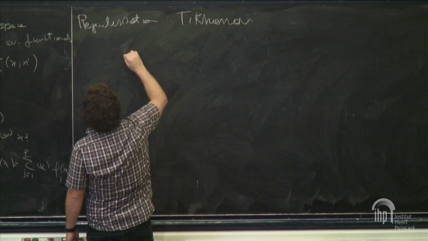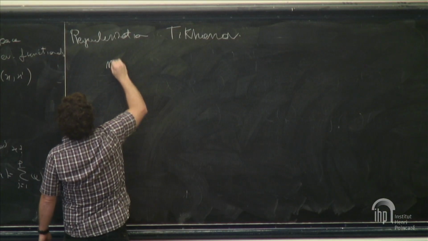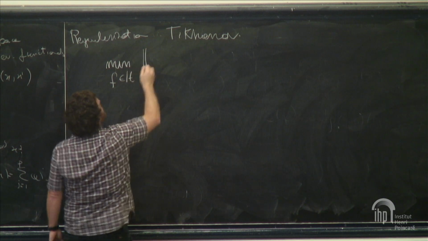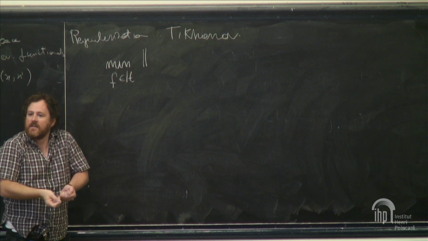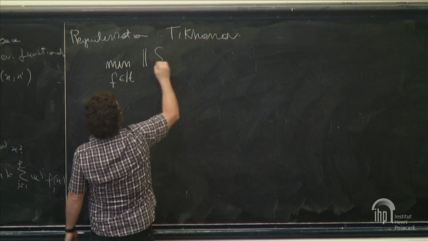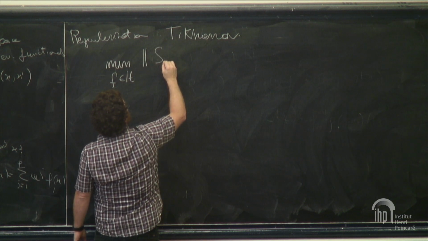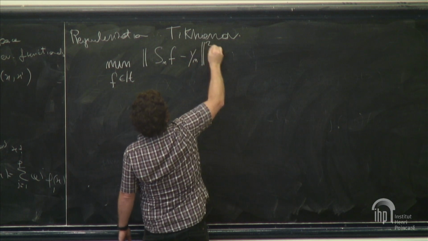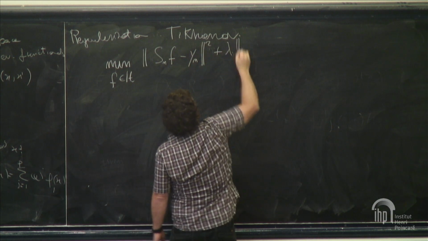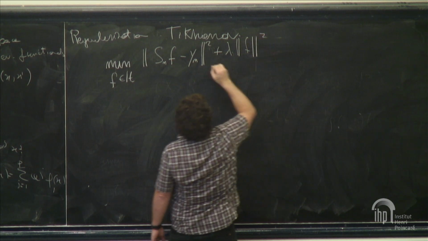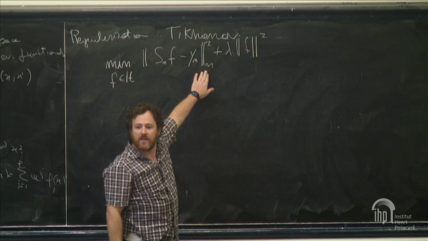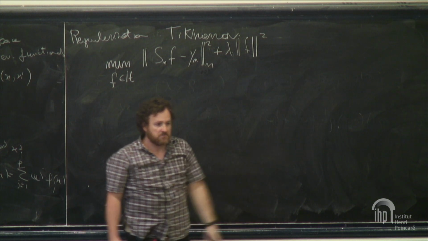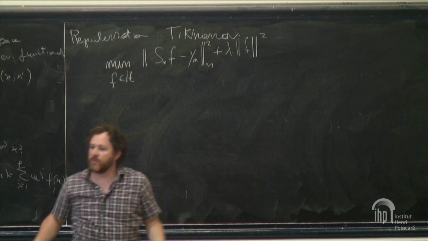In our notation it is now the following. Consider the minimum over f in H of our problem on the data, okay? Which is the norm of S_n f minus y_n squared, plus lambda times the norm of f squared. This is the norm in R^n, okay? These are just vectors. This is the norm in the reproducing kernel Hilbert space. Fair enough. Let's play with it a bit.